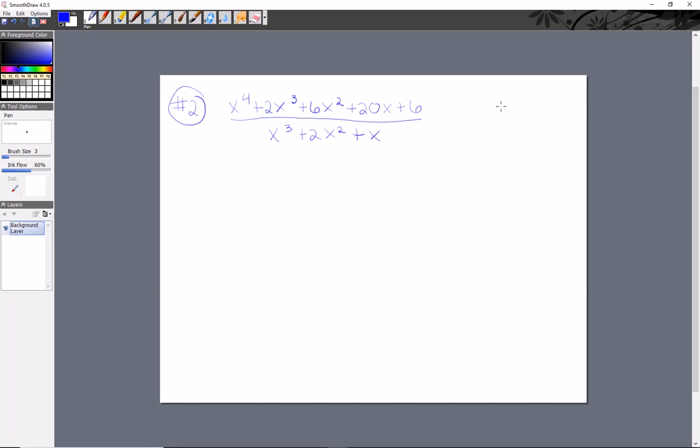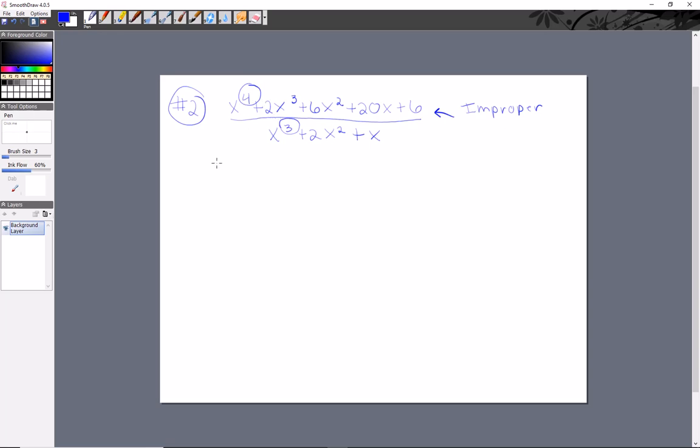All right, one thing to note right away when I look at this, and this is what I would call an improper fraction. And what makes it improper is that this degree is higher than this degree. That is going to necessitate a little bit of pre-work on this particular thing, and we're going to do that with long division to try to knock that down a little bit.